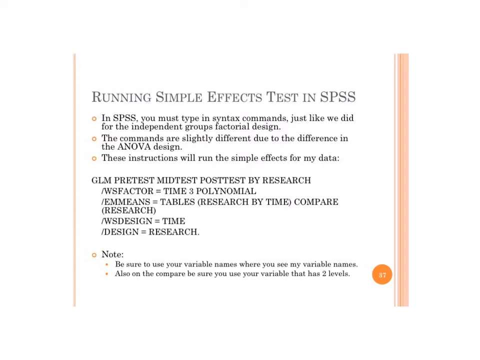I've provided the actual syntax on Moodle for you, but here's also the syntax that you can use for running a simple effects test, putting in the variable names, making sure you get the different levels of the repeated measures, and there's the independent groups variable, time, polynomial, I have the different tables I want, making sure all the variables match up correctly.